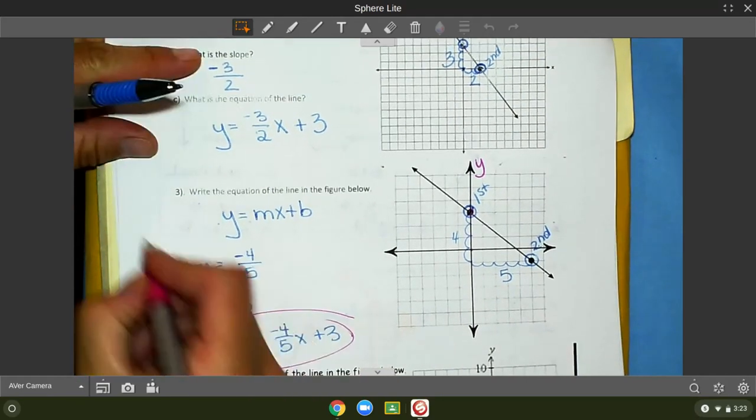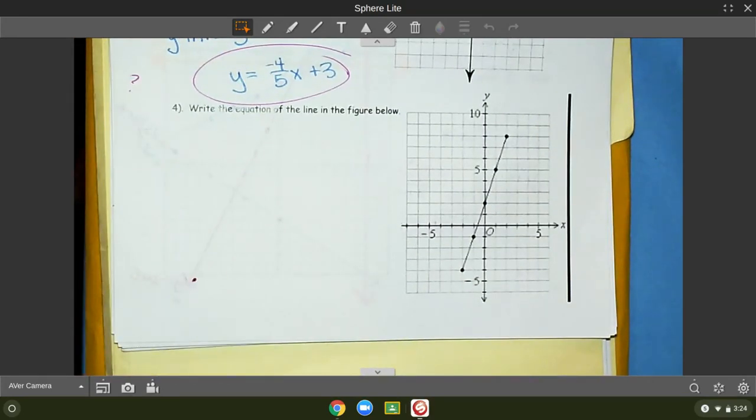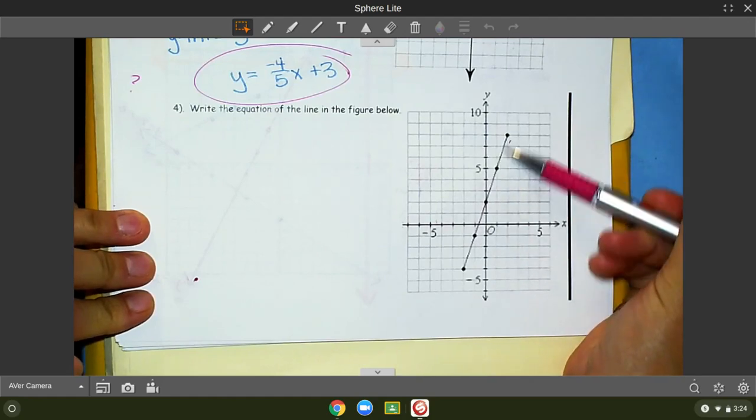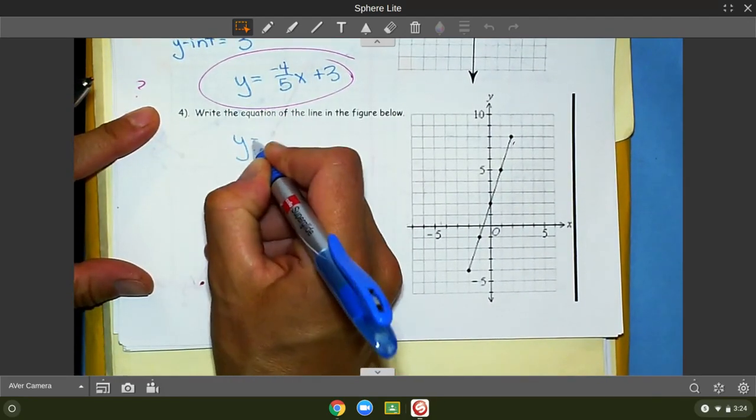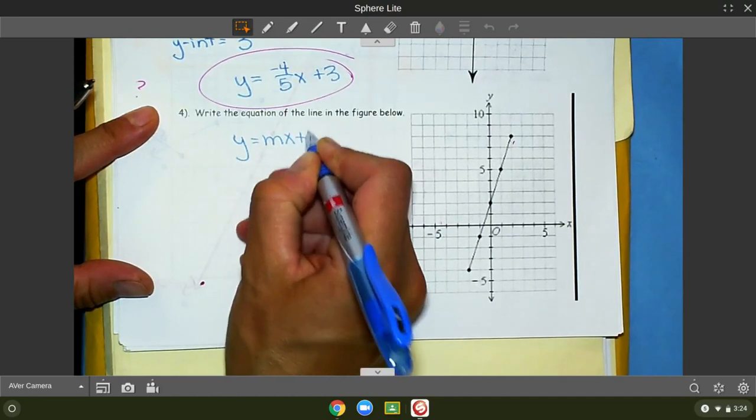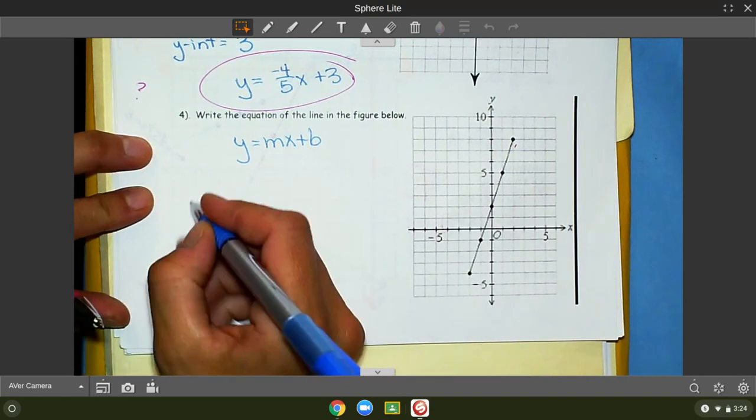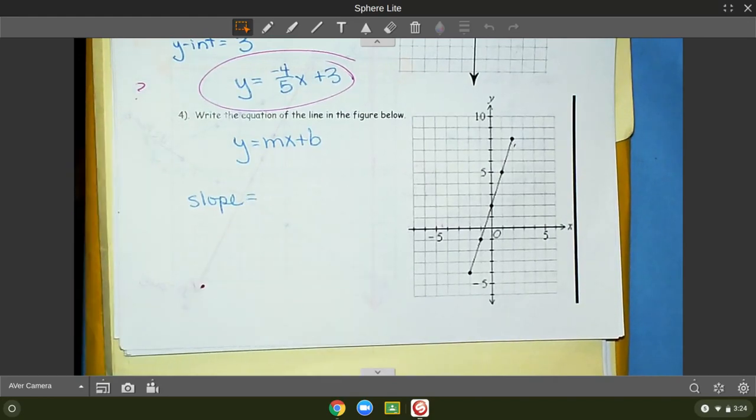All right, so let's go ahead and try number 4. Write the equation of the line in the figure below. All right, just like the first two examples, this line is a diagonal line. So that means it's going to be the equation y equals mx plus b. All right, the first thing I would like you to do is look very carefully, and I'd like you to write down what is the slope.